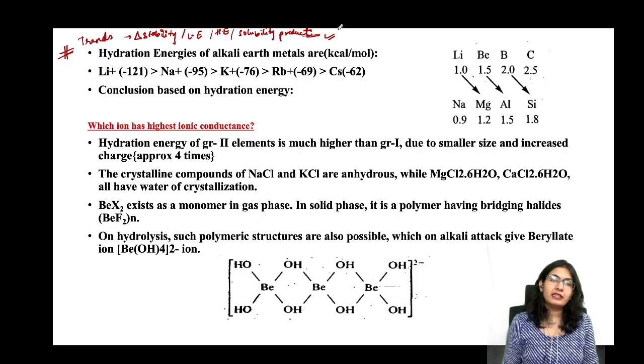Okay, now let's see the hydration energy of alkali metals, in kilocalorie per mole. Alkali metals, not alkaline earth metals. Lithium plus minus 121, sodium plus minus 95, K plus minus 76, rubidium plus minus 69, cesium plus is going to be minus 62. So why minus? Because this is the energy which is released out of a system. That's why minus. Okay.